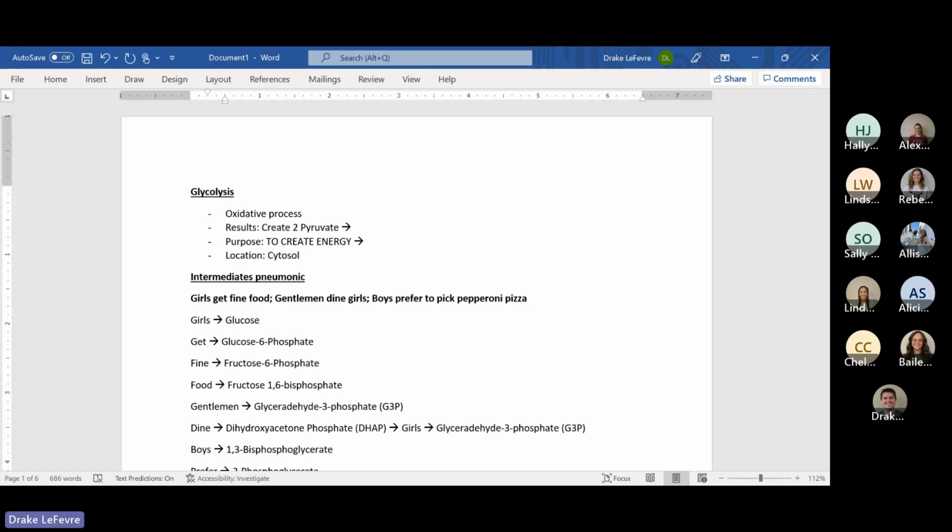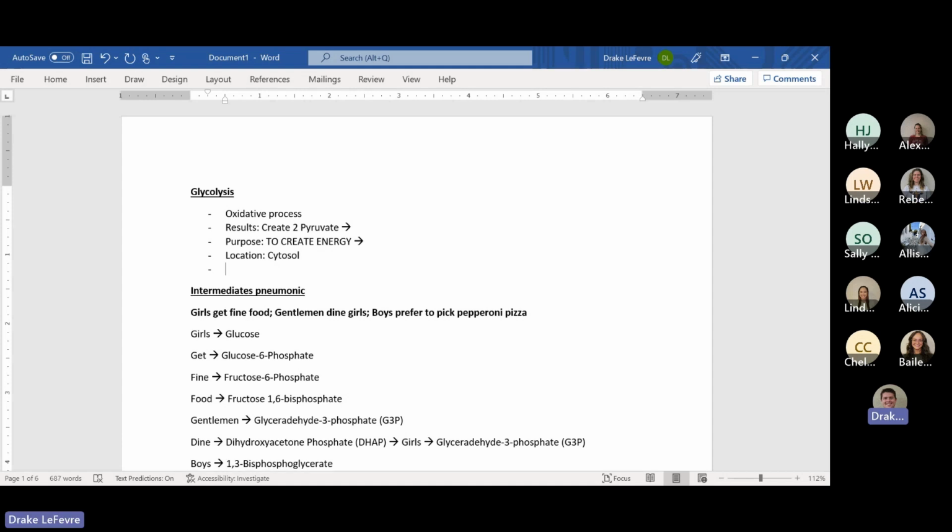So glycolysis is taking place within the cytosol, which you can think of like the jelly in between everything else, where everything is floating around inside of the cell. All of the organelles are floating inside of the cytosol. We also talk about glycolysis, which can be referred to either as an aerobic or an anaerobic metabolic process.